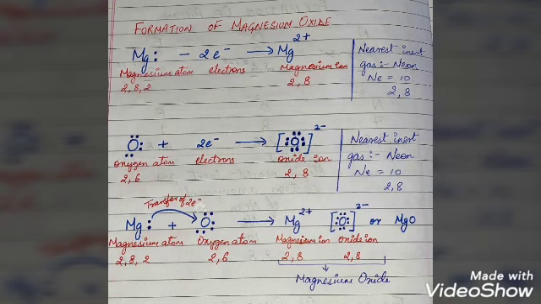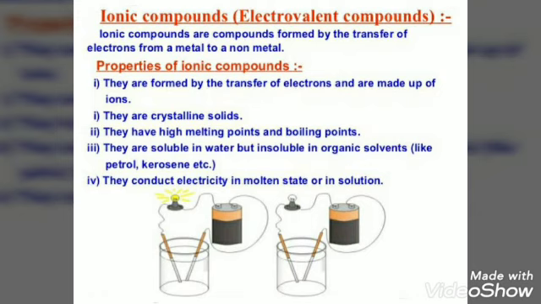Oppositely charged magnesium ions Mg2+ and oxide ions O2- are held together by a strong force of electrostatic attraction to form magnesium oxide compound, MgO. Let us now study some properties of ionic compounds.